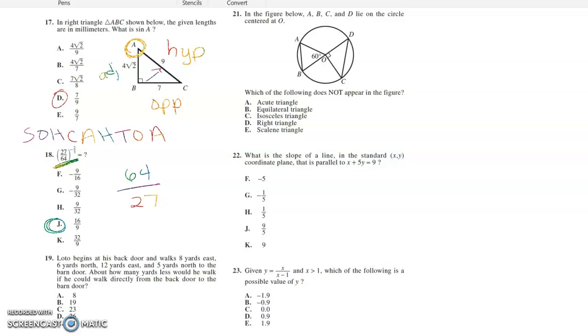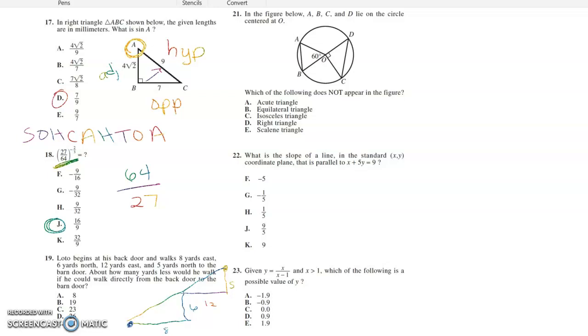Number 19: he begins his backdoor walk. So he walks east. Here's his back door, and he walks east 8. And then he walks north 6. And then he walks east again, 12. And then he walks north again, 5. So north goes up, east goes right. About how many yards less would he walk if he could walk directly from the back door to the barn door? So if he could walk this whole thing right there, how many yards less would it have taken him instead of walking all of this?